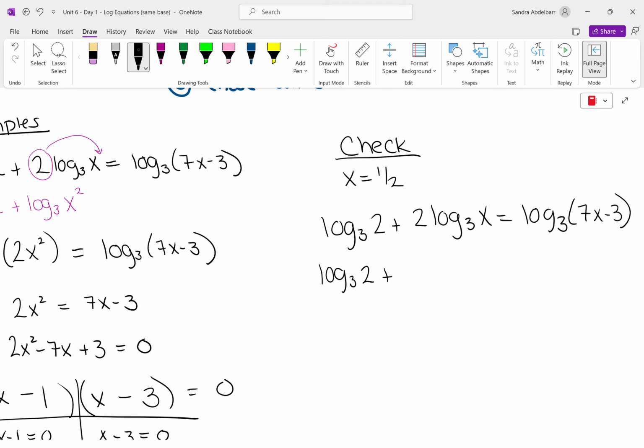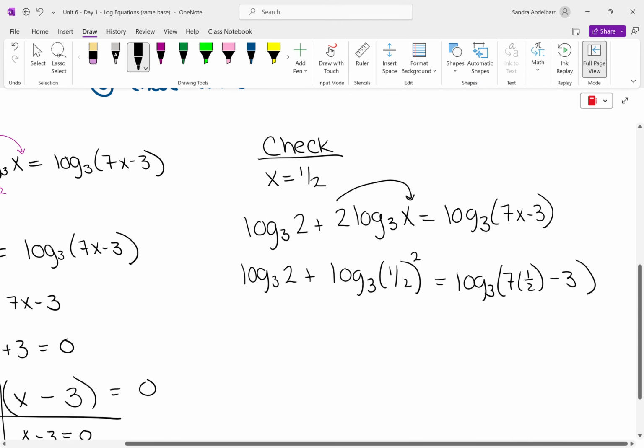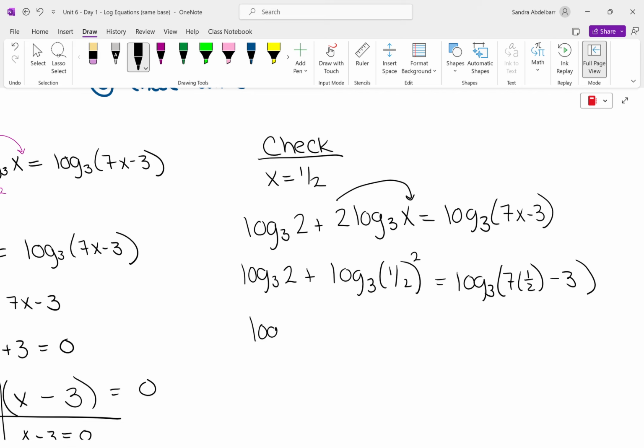So this is log base 3 of 2 plus log base 3 of a half, and I'm going to pull that exponent up to x squared, equals log base 3 of 7 times a half minus 3. So now we have log base 3 of 2 plus log base 3 of 1/4 equals log base 3 of 7/2. Do you guys agree 7/2 is 3.5? Yeah. Minus 3.